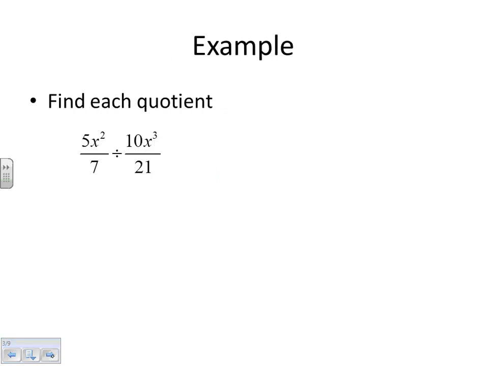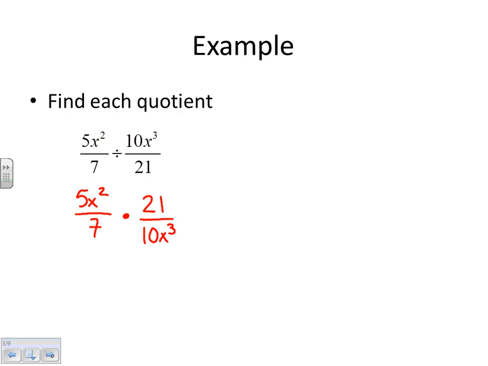Okay, so here's our first example. We have 5x squared over 7 divided by 10x cubed over 21. And first of all, we have to flip. So we're going to rewrite this as 5x squared over 7. We're going to flip the second one, 21 over 10x cubed, and we're going to multiply.